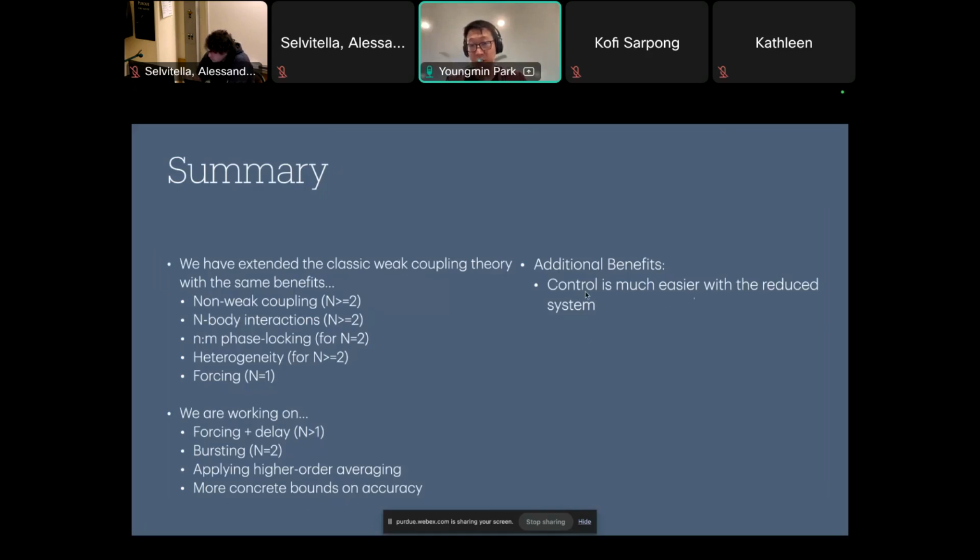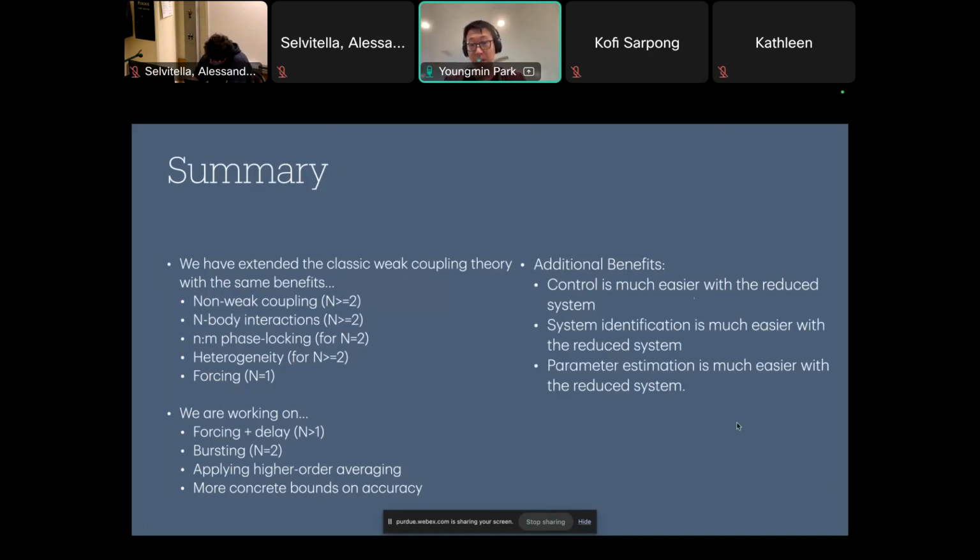The question of control is just much easier with a reduced system. System identification is also much easier with a reduced system, and parameter estimation is also much easier with a reduced system. So everything I'm doing is for the benefit of data scientists and biologists, hopefully in the near future.